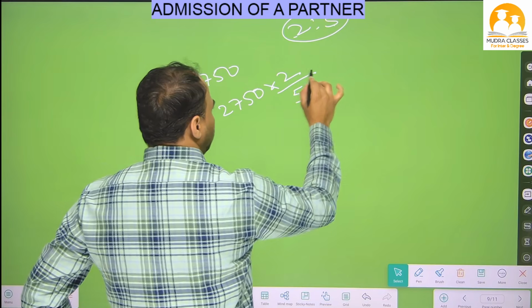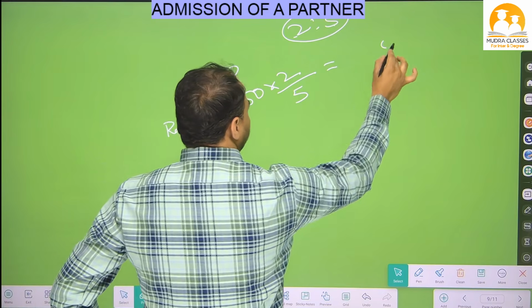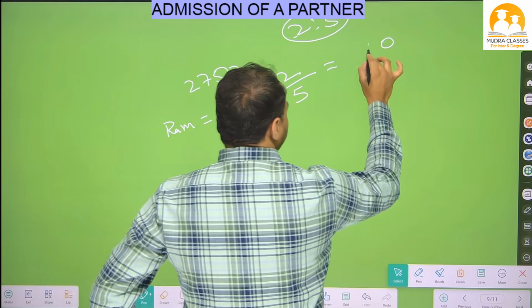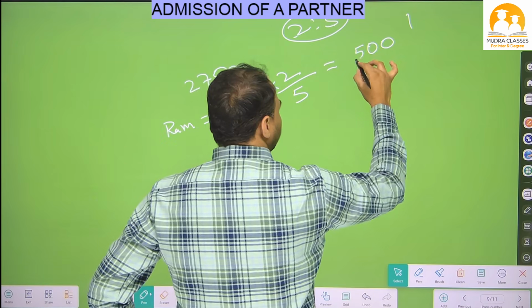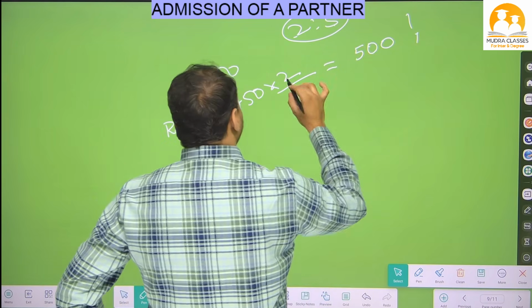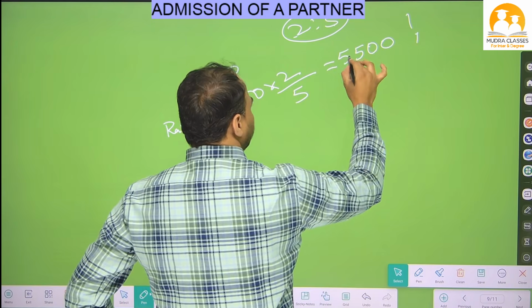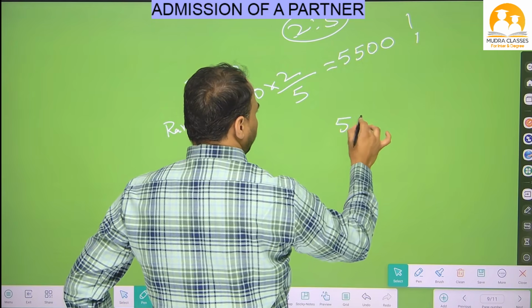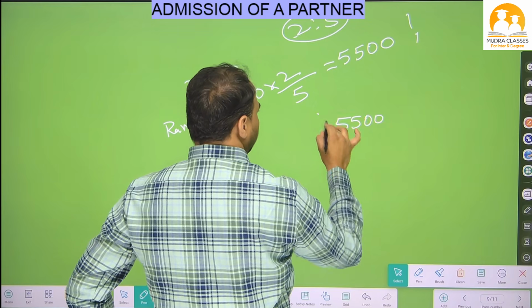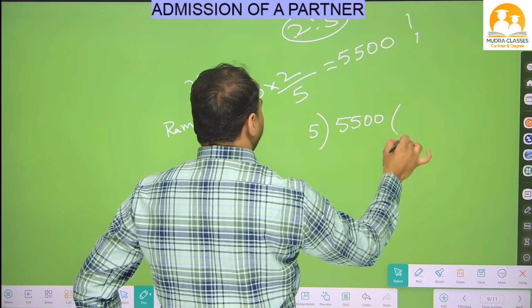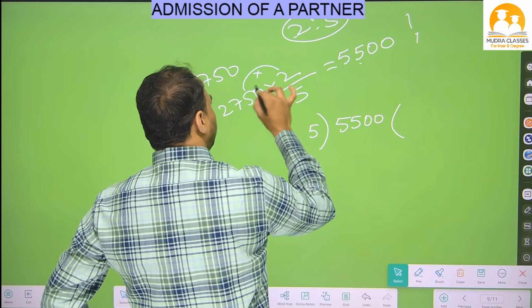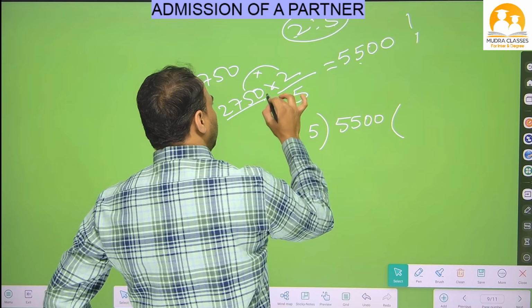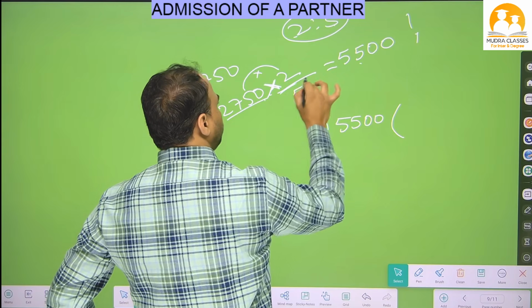Okay, do first multiply. 2 zeros are 0, 2 fives are 10, 0 and 1 carry, 2 sevens are 14, 14 plus 1 is 15, 5 and 1 carry. Next 2 twos are 4 plus 1, so 55,000 we got. Now 55,000 rupees divided by 5 we have to do. Okay, how we got this amount? By multiplying 2750 with 2, we got this answer.